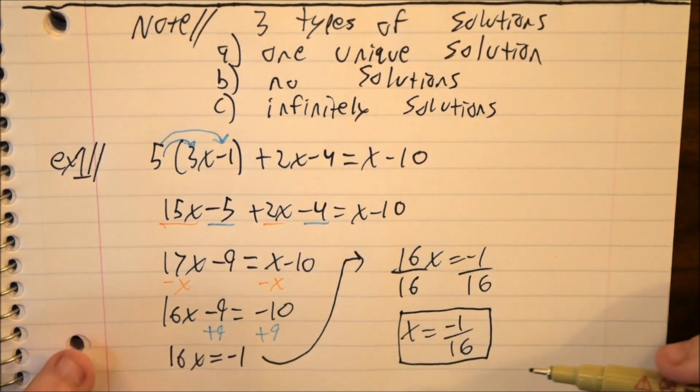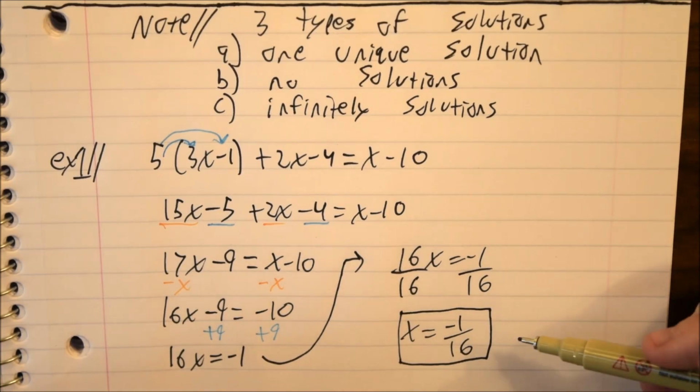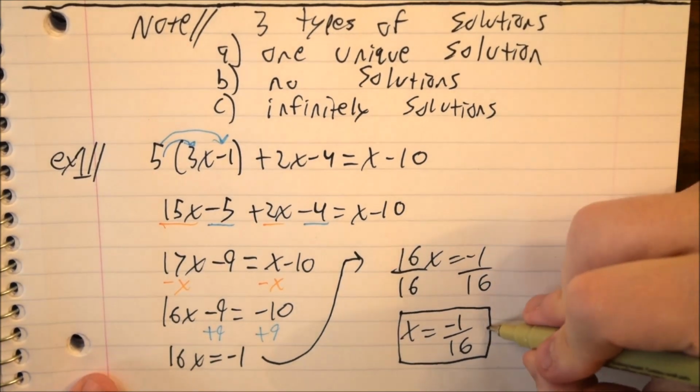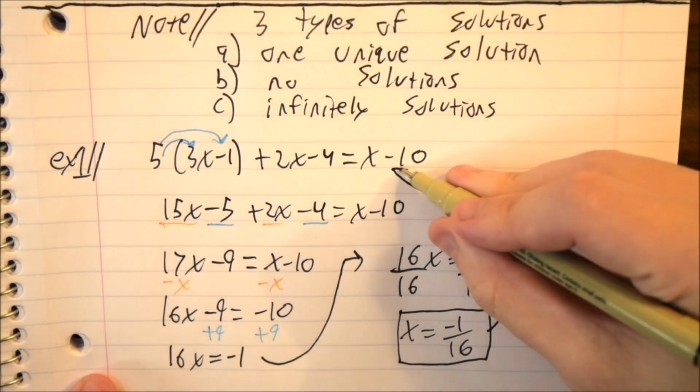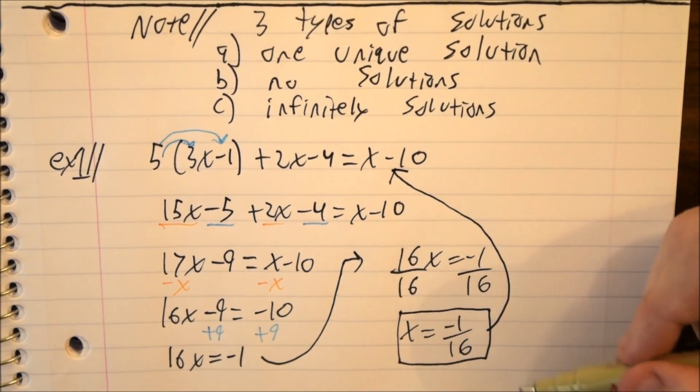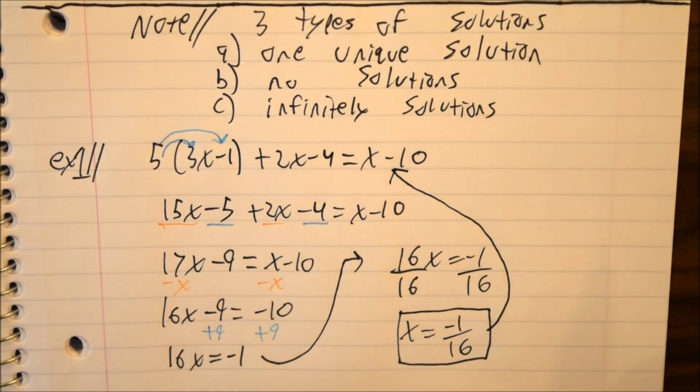Now I got only one answer, so this is the case where I have one unique solution. And we can always check this by just taking this x value and plugging it into my original equation. Wherever I see an x, I replace it with negative 1 over 16, and I should get the same number on both sides of the equal sign.